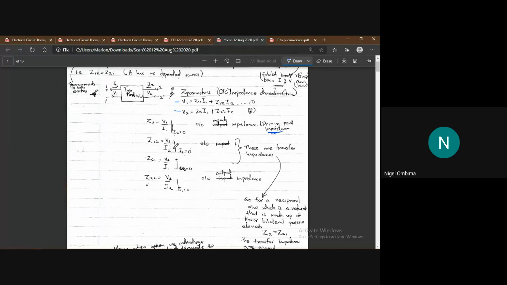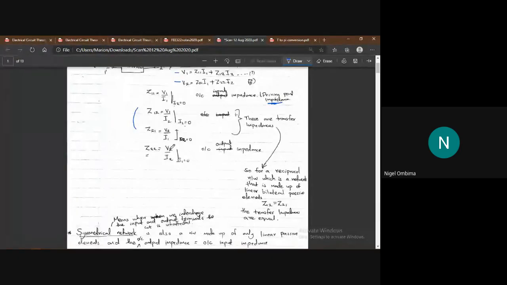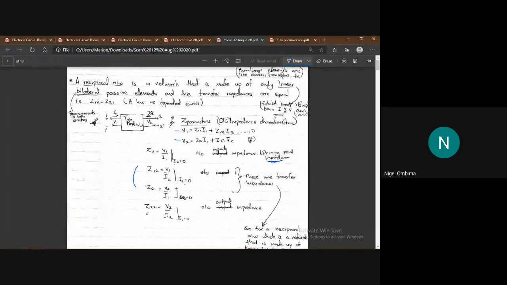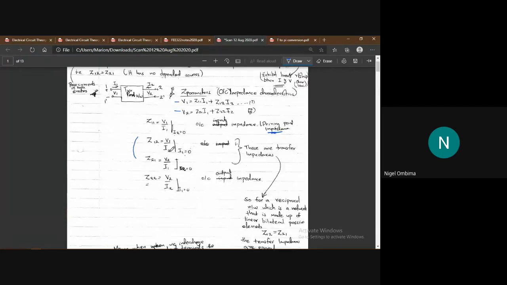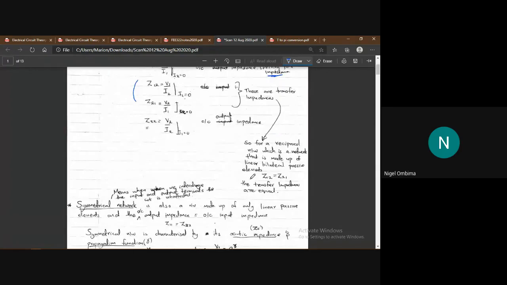So going on, Z12 is equal to V1 over I2, where I1 is equal to 0, meaning port 1 is open circuit. So we look at the circuit from this other side. Also Z21 is equal to V2 over I1, where I2 is 0. We look from this other side again. These two are called transfer impedances, I have written them here. Then Z22 is V2 over I2. So V2 over the current I2 entering this side, and I1 will be 0 because this other side is open circuited, and that is known as the open circuit output impedance.